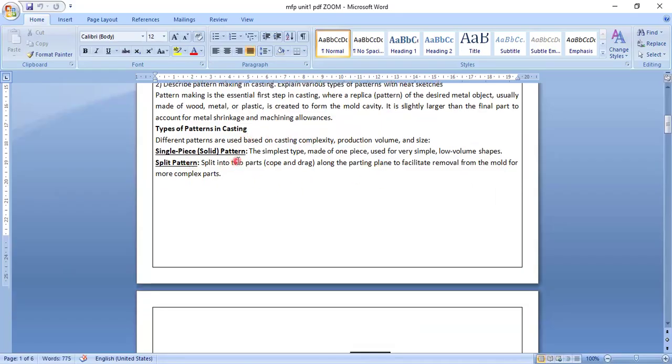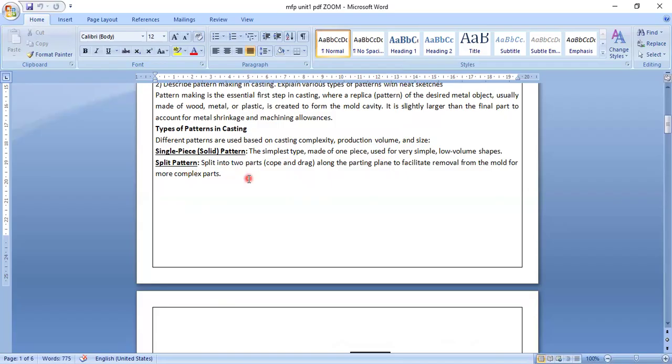Types of patterns in casting. What are the types of patterns in casting? Different patterns are used based upon the casting complexity, production volume, and size. First, the simple single-piece pattern, a single piece made of metal, wood, or plastic.